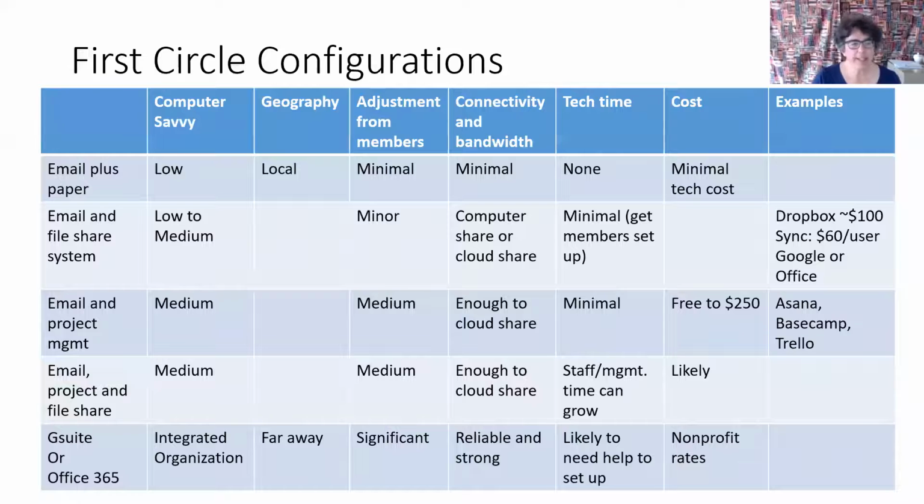Whether or not you need any staff time or tech time to help you learn it, and some sort of examples. So within that, there are different choices. Your costs are quite variable. Like email and project management software, there's some free solutions. You can go up to $250 a year. And then the email, sorry, I didn't put a cost in here because it starts to really vary. But if you're trying to do email, project, and file share as a nonprofit, you can go from about free to about $500 a year on those.